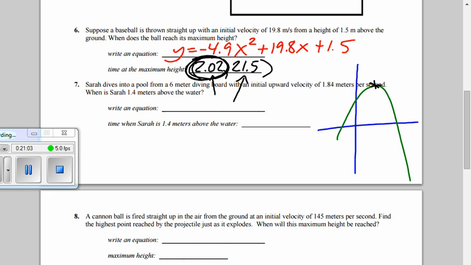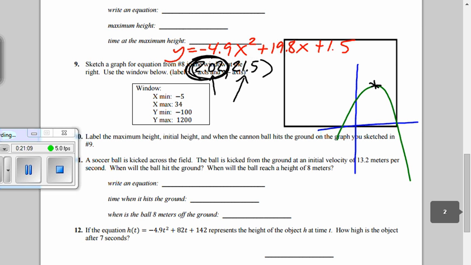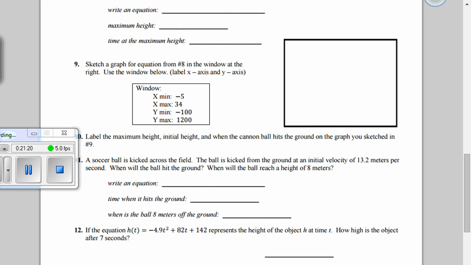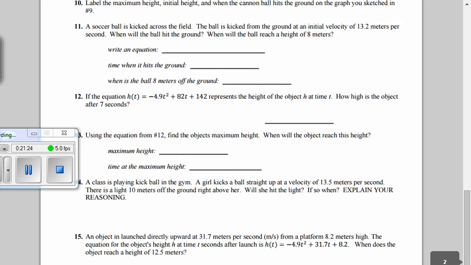Okay, moving on. To be able to understand this well, I want to assign you one to do of these. I'd like you to go to number 11. Everybody please look at number 11. And on number 11, it's a soccer ball kicked across the field. First of all, you can write an equation for it. And then it says time when it hits the ground. Oh, when it hits the ground is right there. And that's called the what spot?